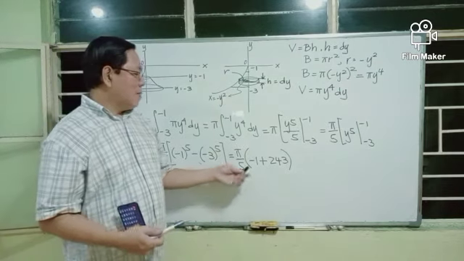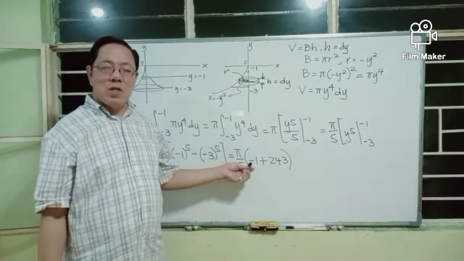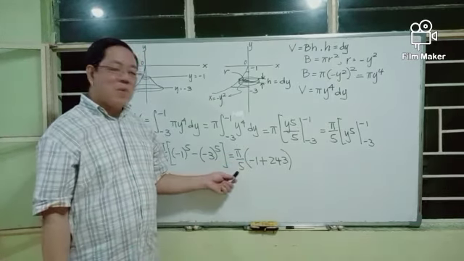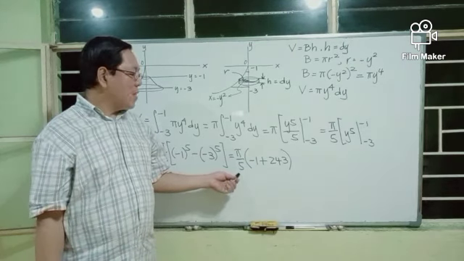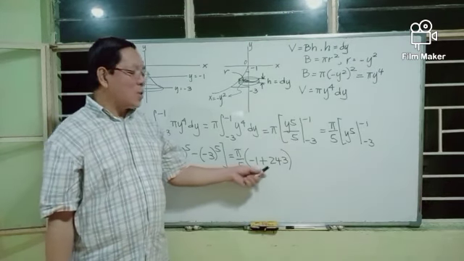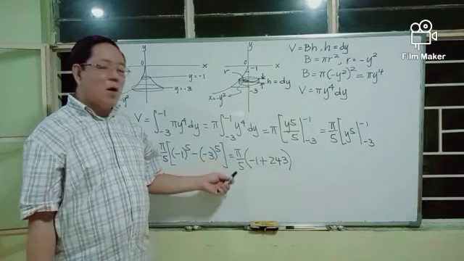243 minus 1 is 242. And it's not divisible by 5 exactly. So we simply multiply 242 by pi over 5.